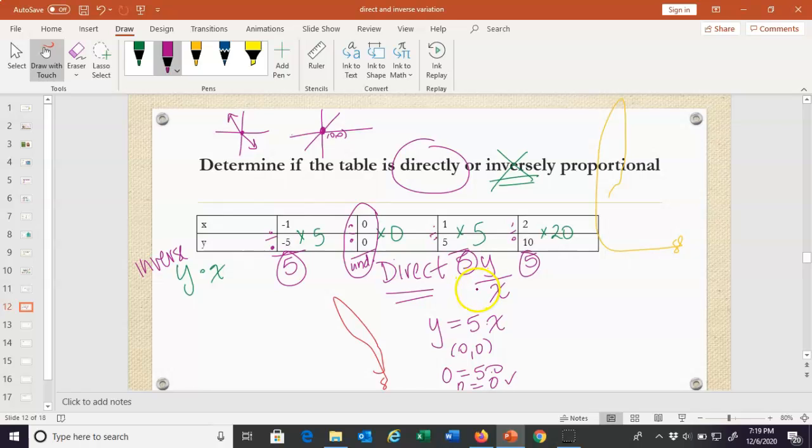So anytime you're trying to do a direct variation test and you have a coordinate point that's 0, you'll always get undefined. But we need to go beyond the test, right, and tap into our brain and our thinking and say, wait a minute, the coordinate point 0, 0, that's right at the origin. I know direct variation graphs go through the origin. So it is a point on the line. So sure enough, this is direct variation, y equals 5x.